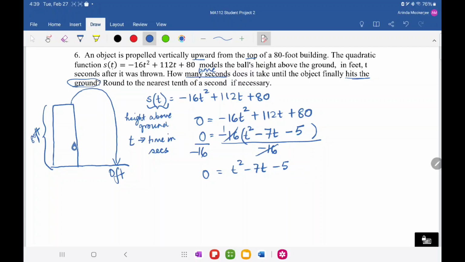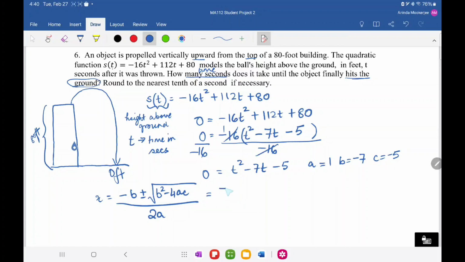So we have to use the quadratic formula, which is x equals minus b plus or minus the square root of b squared minus 4ac, all over 2a. We have to use this formula, but we'll first have to identify what the values of a, b, and c are. So a is positive 1, which is the coefficient of the first term, b is negative 7, and c is negative 5, correct? So we have our values now for a, b, and c. Let's plug it into the formula.